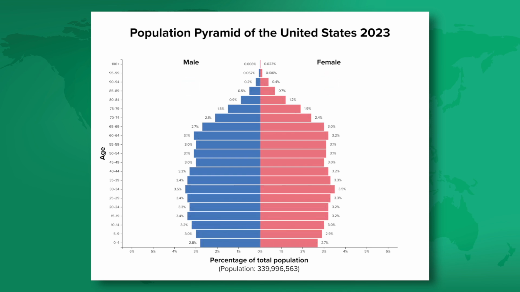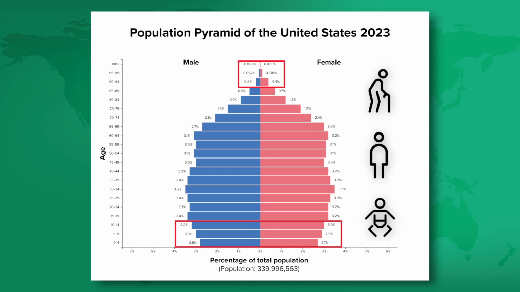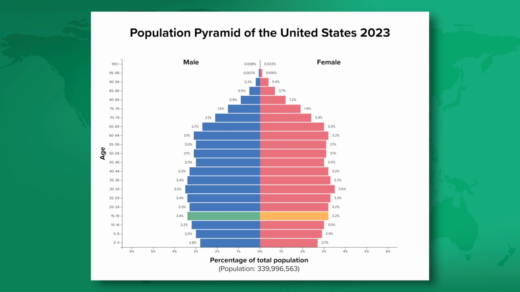The y-axis represents age groups in a population. The youngest people are at the bottom of the graph, and the oldest people are at the top. Together, these two axes give us a bird's eye view of a population. We can see how big male and female populations are at every age group.